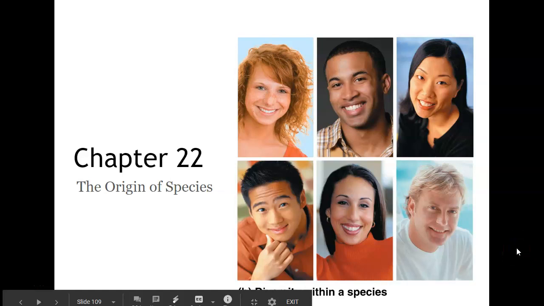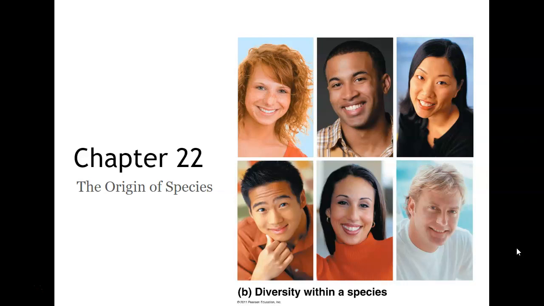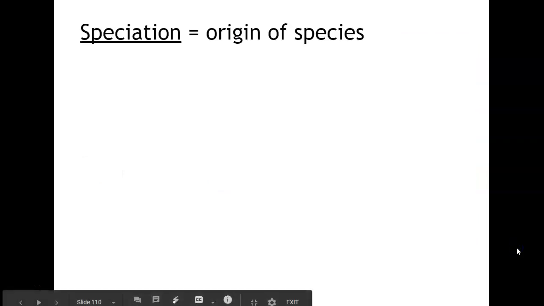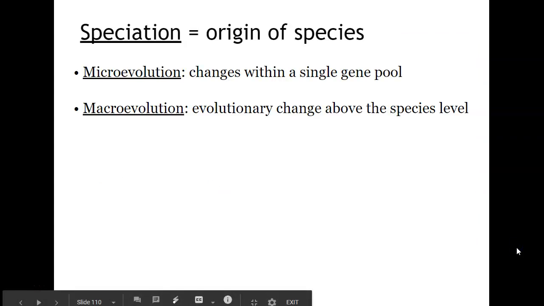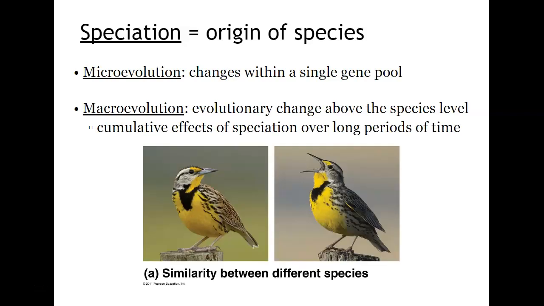If you're following along in your book, now we have moved on to chapter 22. So this is the origin of species. Really, I would say it's speciation, meaning how we get new species and also lose species over time. Speciation is the fancy word for the origin of a species, or where it comes from.